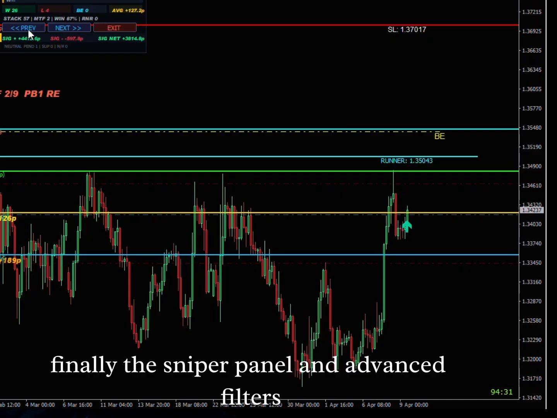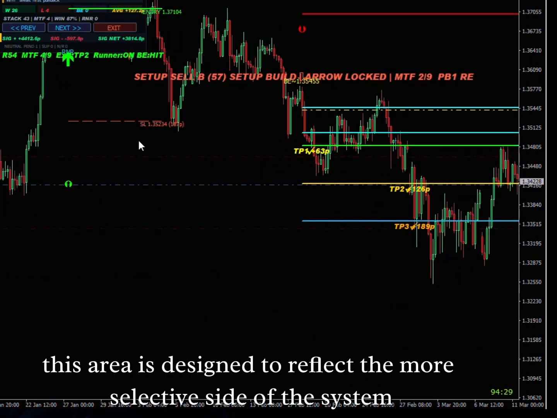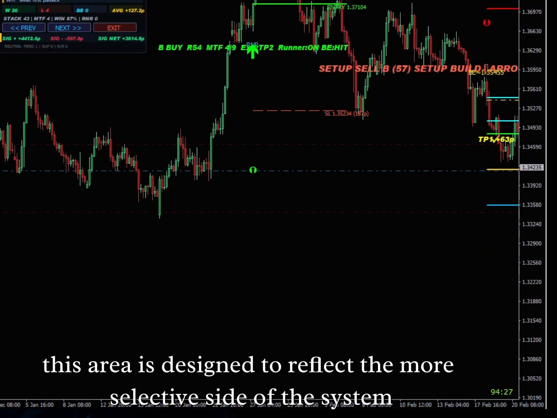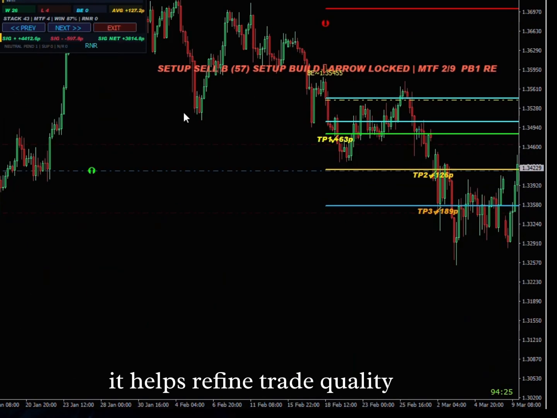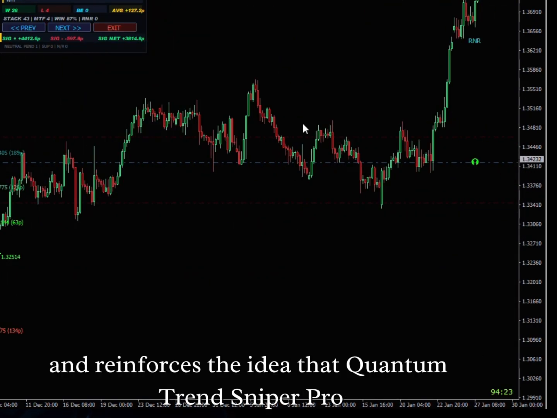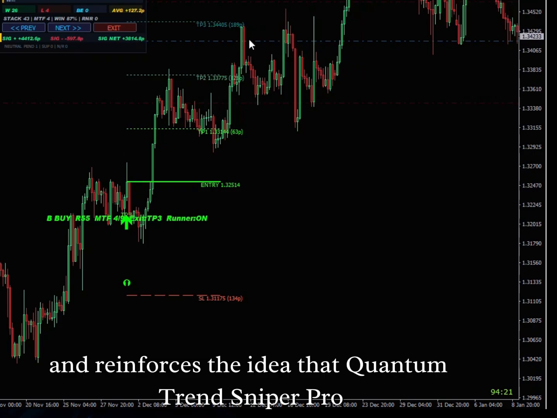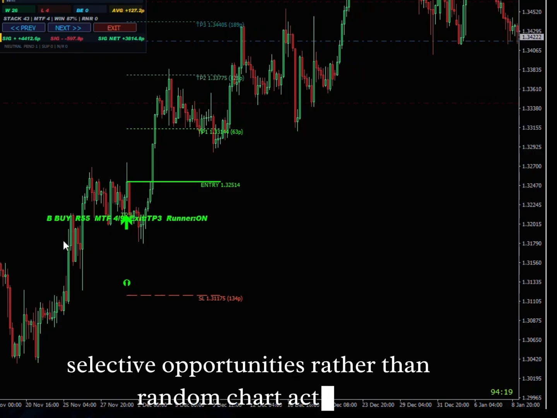Finally, the sniper panel and advanced filters. This area is designed to reflect the more selective side of the system. It helps refine trade quality and reinforces the idea that Quantum Trend Sniper PRO is built for structured, selective opportunities rather than random chart activity.